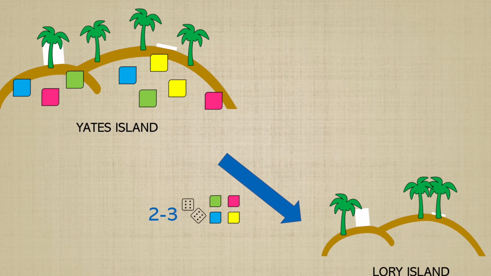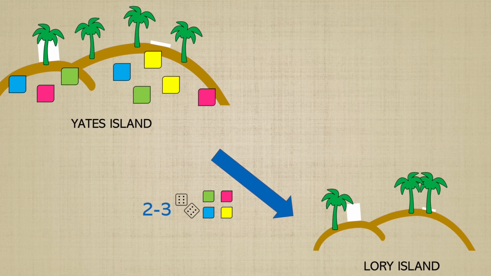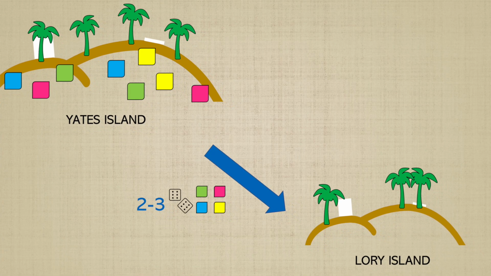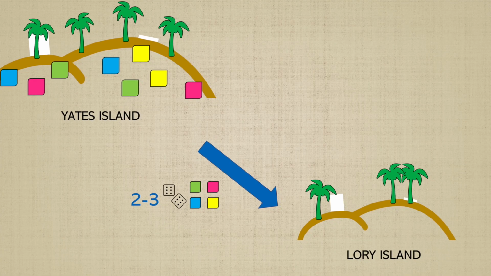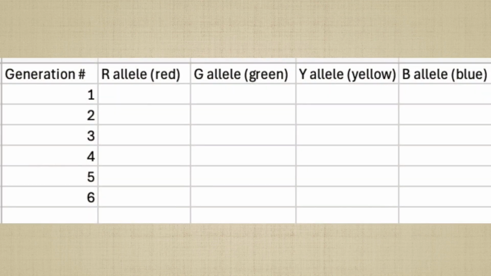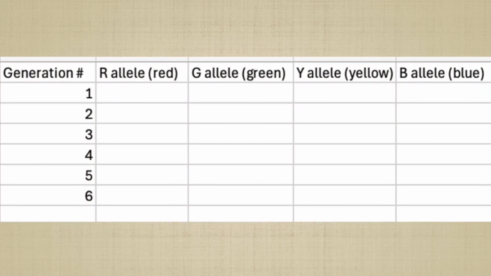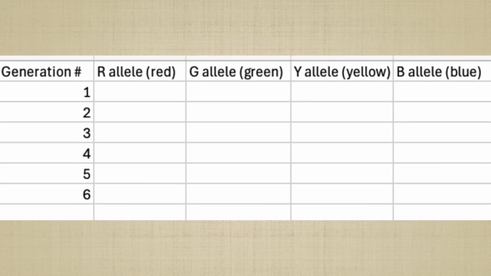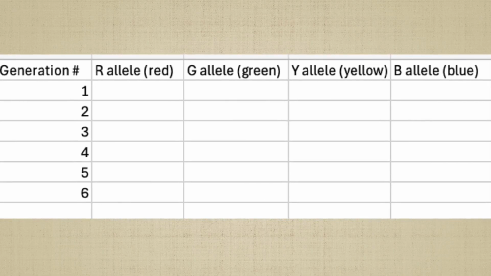Yates Island to Laurie Island, and then answer the discussion questions that are provided for you on Canvas with your lab group. Now, make sure that as you're recording your allele frequencies for each type of allele, you're recording this in a data table so you can track these changes in allele frequencies over time, because at the end of this activity, you're actually going to visualize this data via a graph, okay?